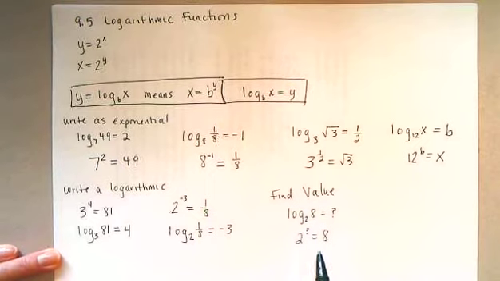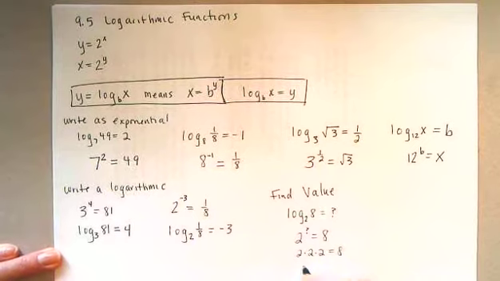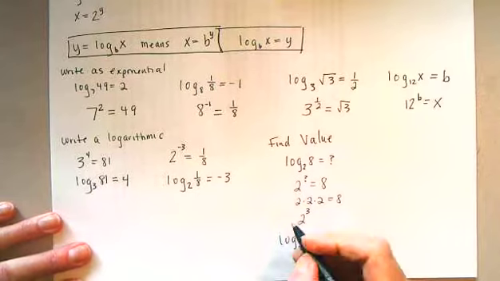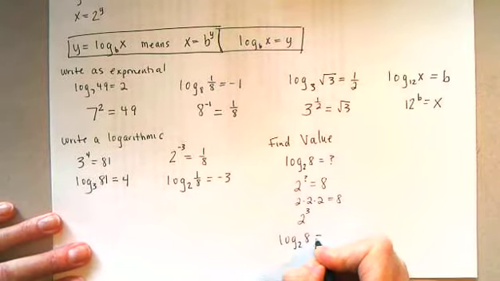And then I just have to go, okay, 2 to the what is 8? 2 times 2 is 4, times 2 is 8. So I need 3 of them to equal 8. So it's 2 to the 3rd. And so that is the value. Log base 2 of 8 is 3.